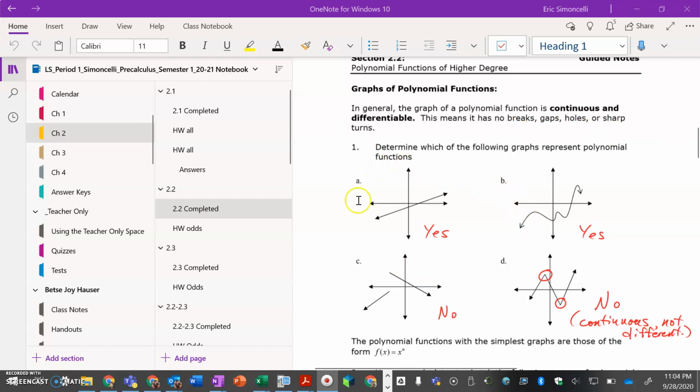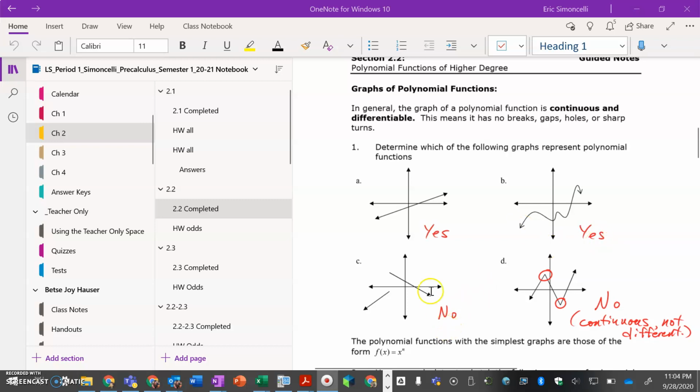So if you look at this next problem, number 1, A through D, determine which of the following graphs represent polynomial functions. So part A is most certainly a polynomial function because, again, there's no breaks, gaps, holes, nor sharp turns. It is both continuous and differentiable, we say. For part B, you can see the curve is what we say continuous. There's no breaks, gaps, holes, or sharp turns. So yes, it's also a polynomial.